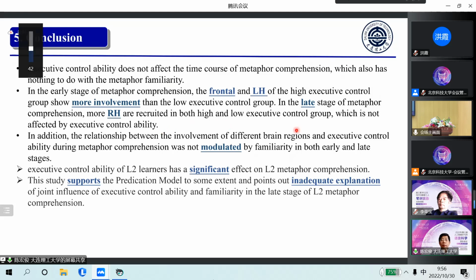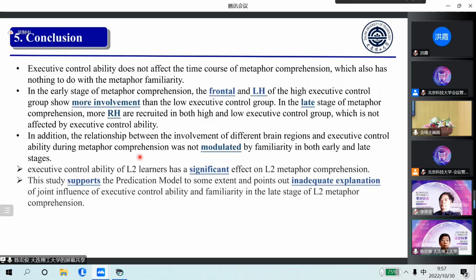Because LPC, especially the late stage, usually stands for the integration of semantic and syntactic meaning. So when we comprehend second language metaphor, we need to use more cognitive load resources to integrate the meaning and the syntax. In addition, the relationship between the involvement of different brain regions and the executive control ability during metaphor comprehension was not modulated by familiarity in both early and late stages.